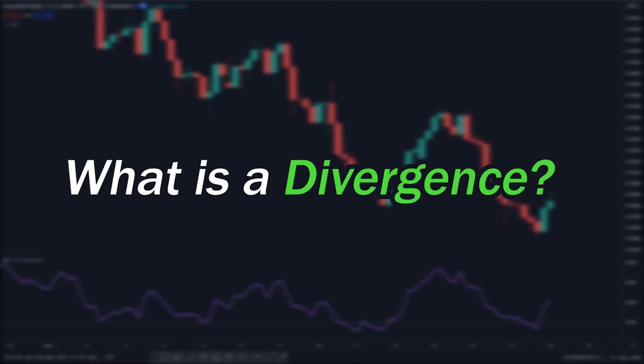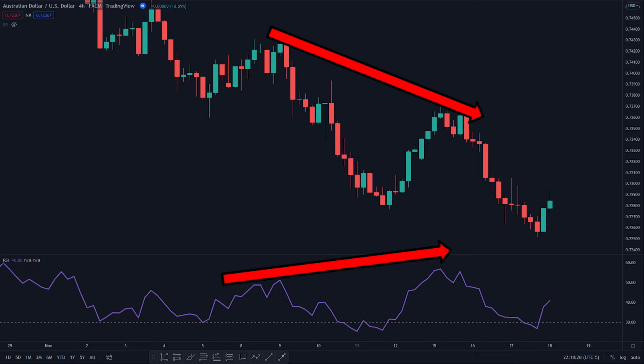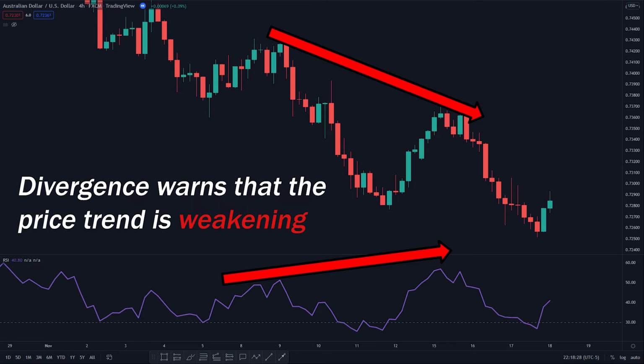What is a divergence? A divergence is when an asset's price is moving in the opposite direction of an indicator. Divergence warns that the current price trend may be weakening and in some cases may lead to the price changing direction.